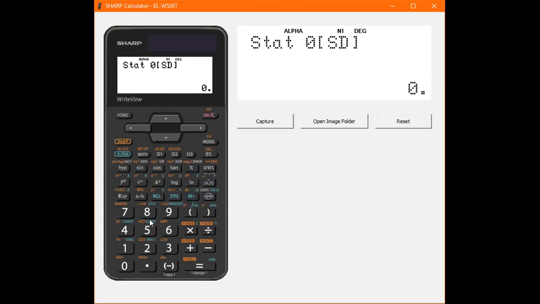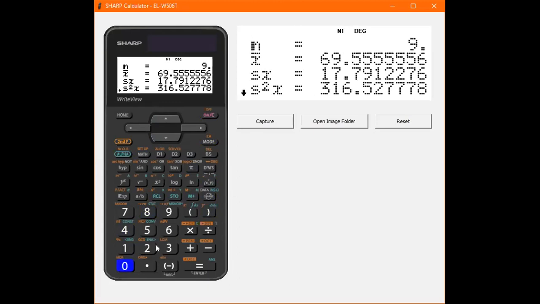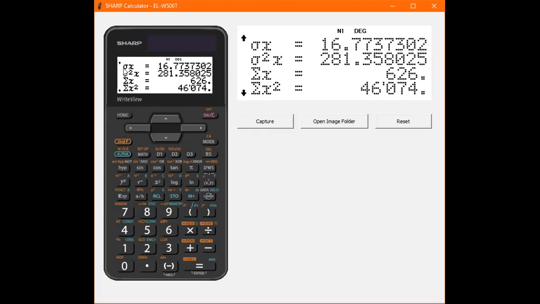So we're going to press alpha and 8, and then all we have to do is press 0, and that's it. There's n, the number of observations, which is 9. X bar is 69.555, so we can see the average is 69.5 or 69.55. Your standard deviation, sigma x, is 16.77. The sum of x is 626.